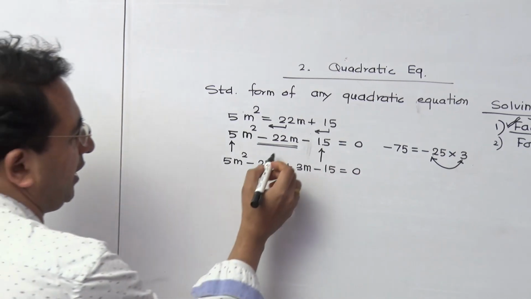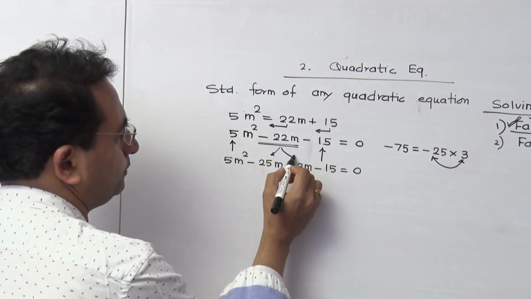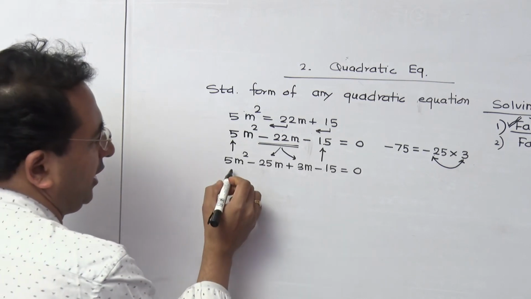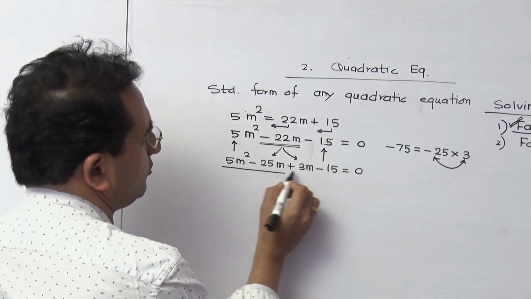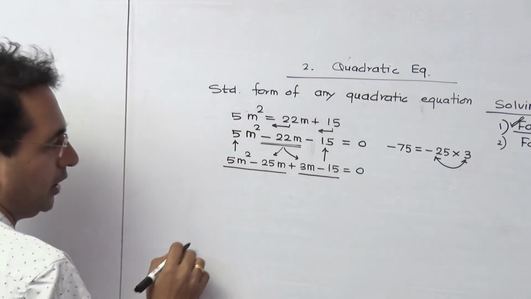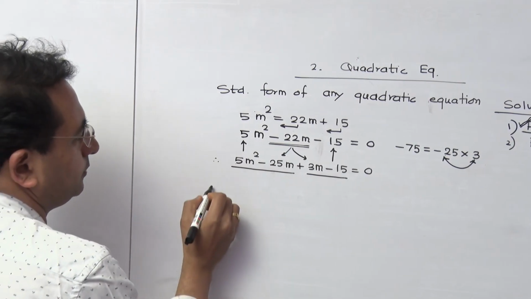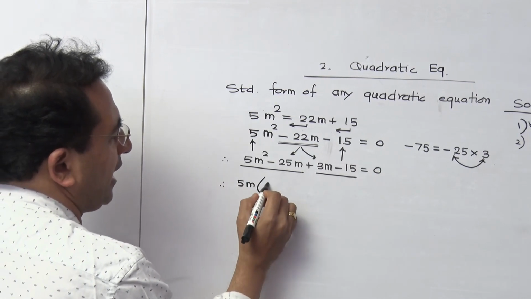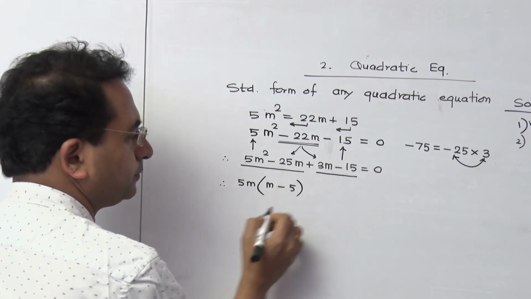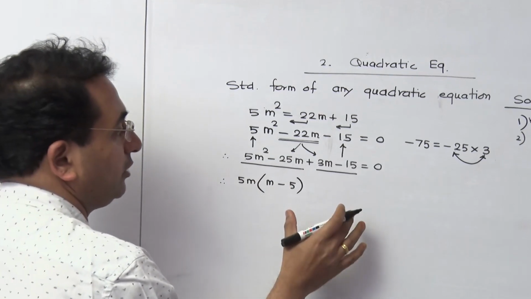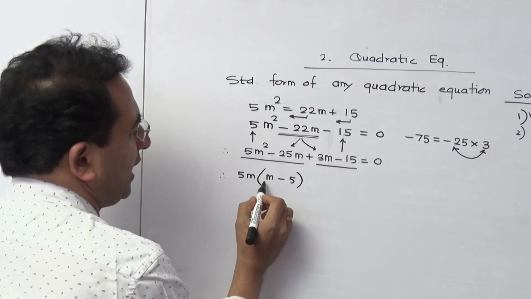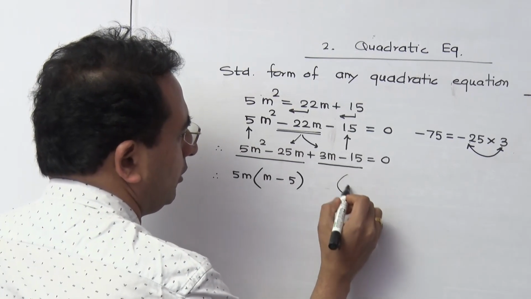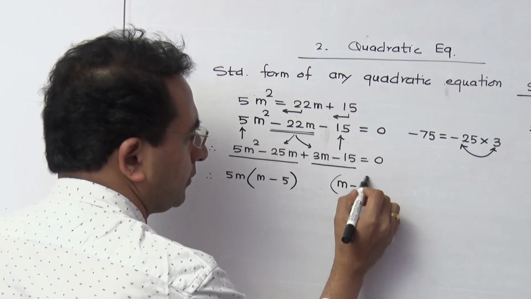So what we have done is split up the middle term, and now what you have to do, this procedure we will be doing properly. Underline the first two terms and the last two terms. Now what can you take common in this? We can take 5m common, into bracket m minus 5. Then what is the normal procedure? You write this bracket again by leaving some space here. So I am writing m minus 5 here.